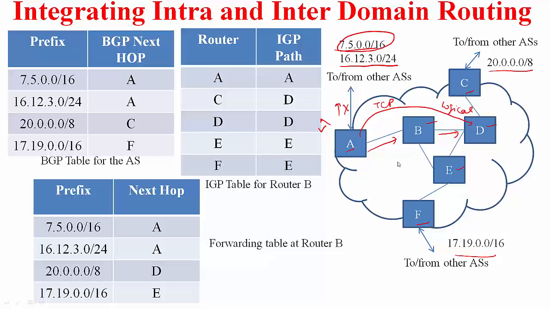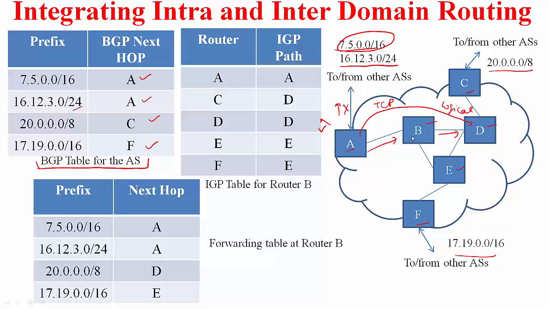Now based on these iBGP sessions, all the routers within this particular autonomous system have this BGP table for the autonomous system. So they know that to reach this you have to go via A, to reach this you have to again go via A, to reach this you have to go via C, and to reach this you have to go via F. So this information is consistent across all the routers, and this consistency was achieved by the iBGP sessions.